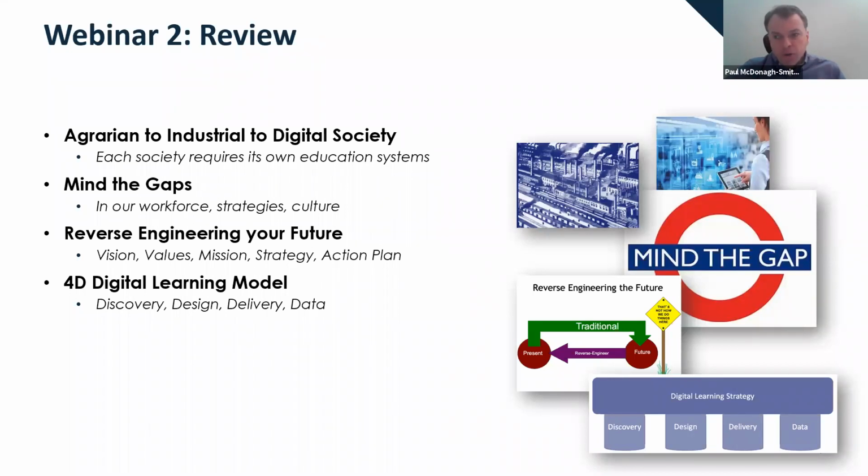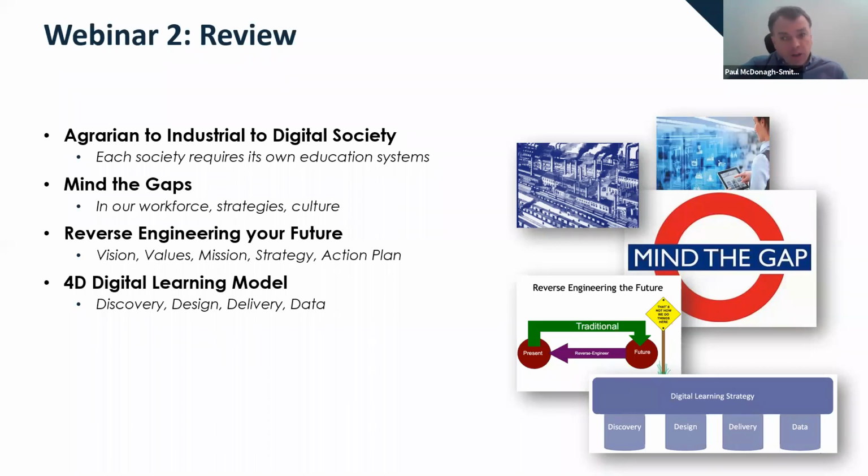This particular model is based on the idea that every team and every organization's future and present are different. And so it's not really going to work to have a standard one-size-fits-all digital learning strategy, or in fact, learning strategy of any type. Therefore, we're going to need personalized digital learning strategies that fit each of our teams and organizations' unique realities.